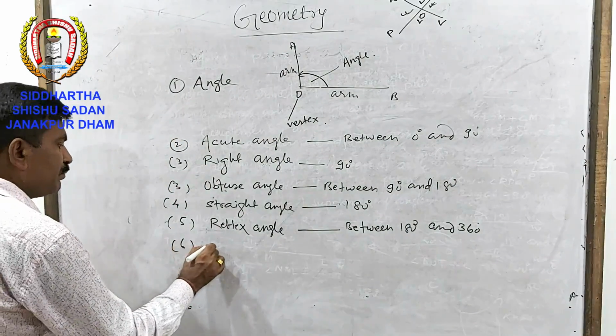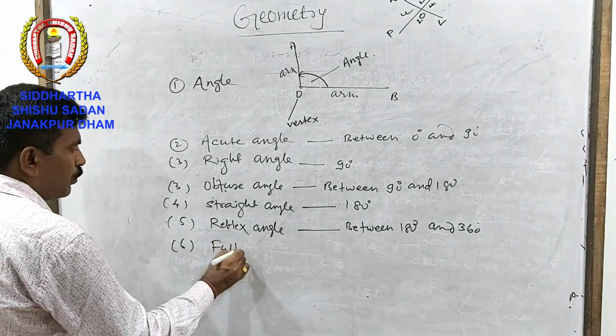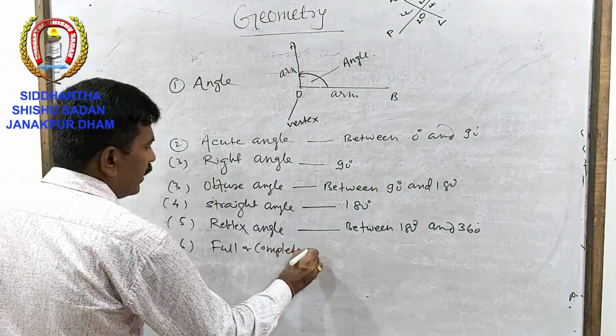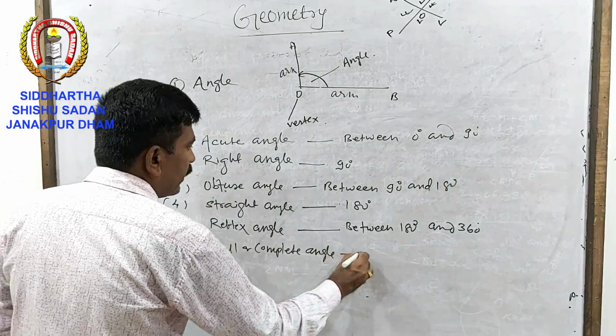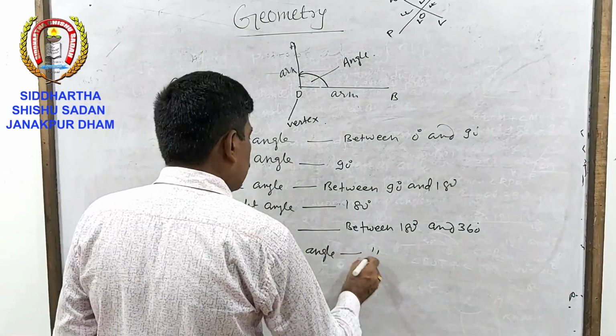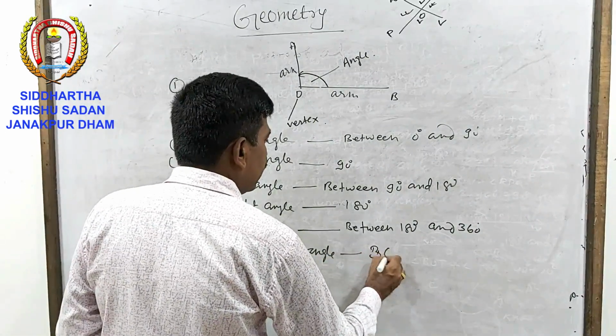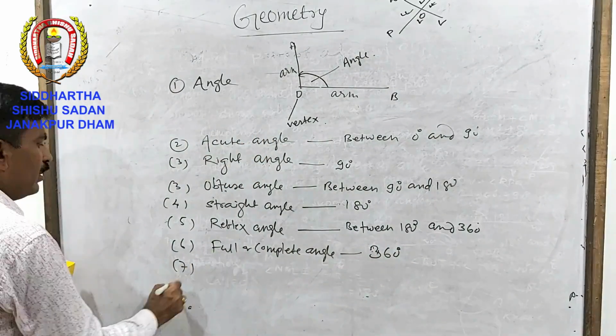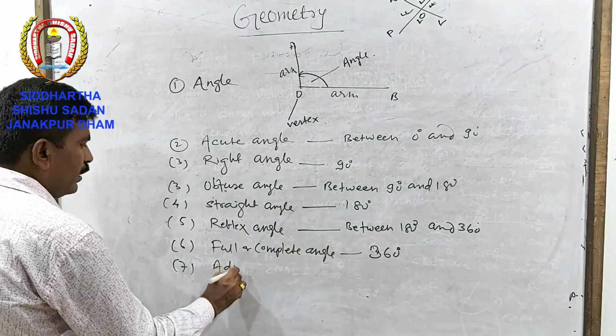And last one, number 6, full or complete angle means angle of 360 degree.